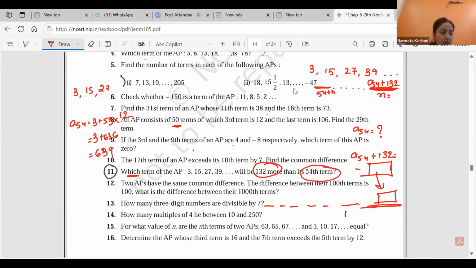639. The 54th term we have found first, and we got 639. Now 132 more than this number. In the question it is clearly written 132 more than this one. So 132 more than 639 will be 639 plus 132. It is 771. Now we have to check in our AP what is the placement of 771, that means at which place we are having 771 in our AP. Getting it?